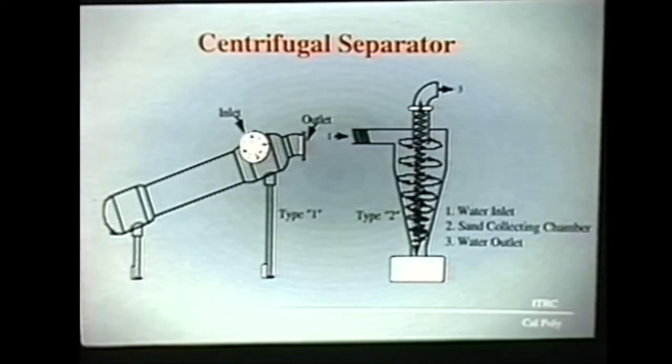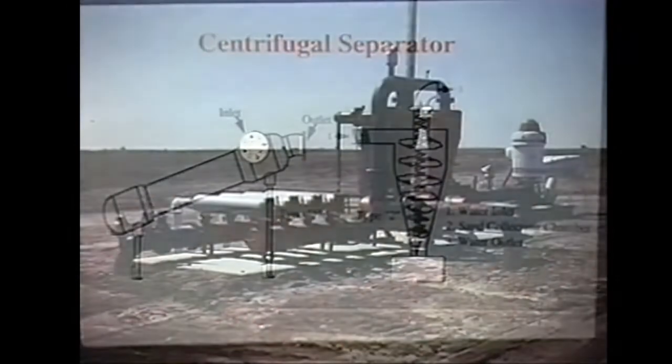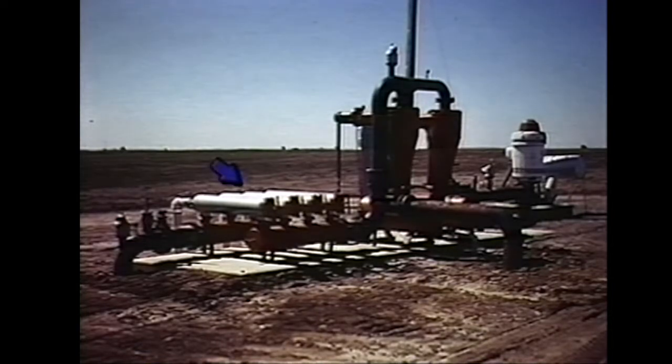If they are sized properly, these devices will remove somewhere between 70 and 95% of the sand. They do not remove clay or silt, nor do they remove organic material. Sand separators must always be followed by some type of screen because they do not remove all of the sand.